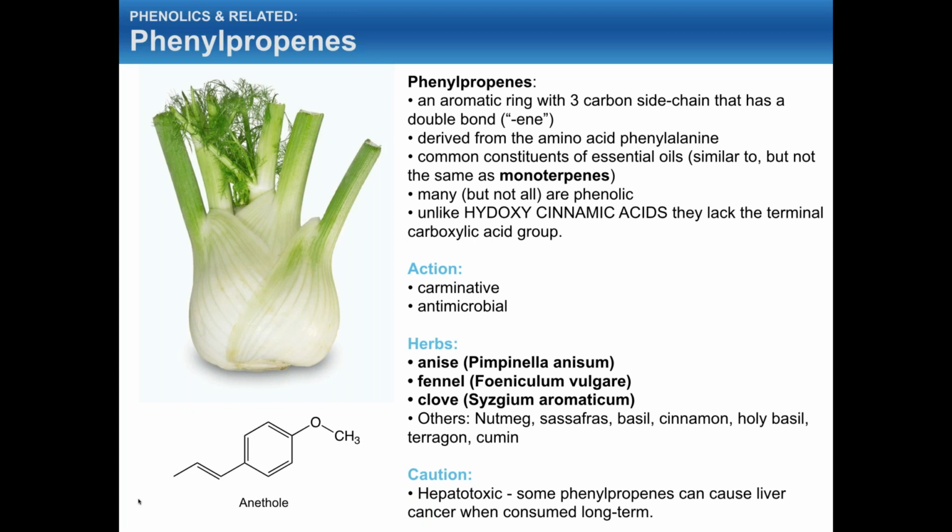If you counted up the carbons on the monoterpenes, you'll get 10 carbons. Remember, two isoprene units, so 2 × 5 carbons = 10 carbons. Okay, that's how you come up with the monoterpenes.